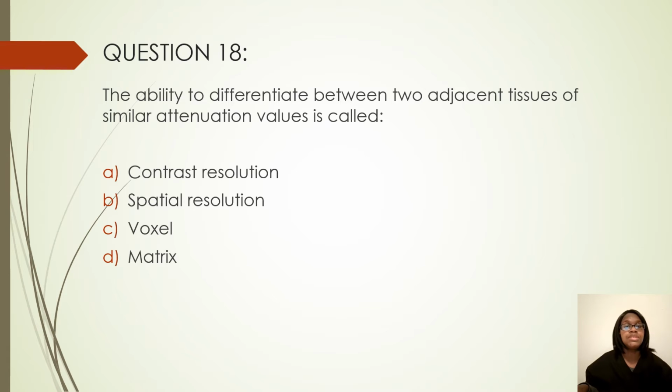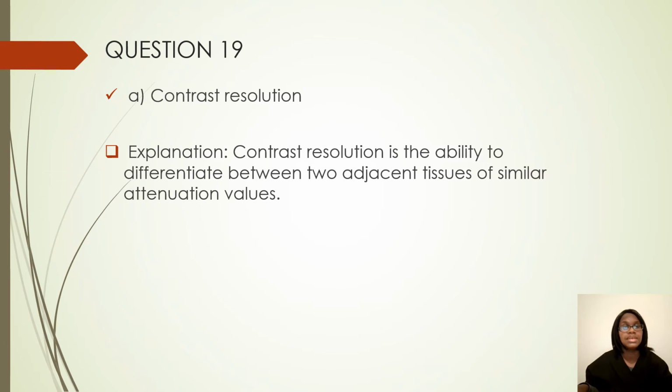The ability to differentiate between two adjacent tissues of similar attenuation values, is it called contrast resolution, spatial resolution, voxel, or matrix? Contrast resolution. So I will say contrast resolution and spatial resolution could be kind of difficult to understand and know the definition for each one.